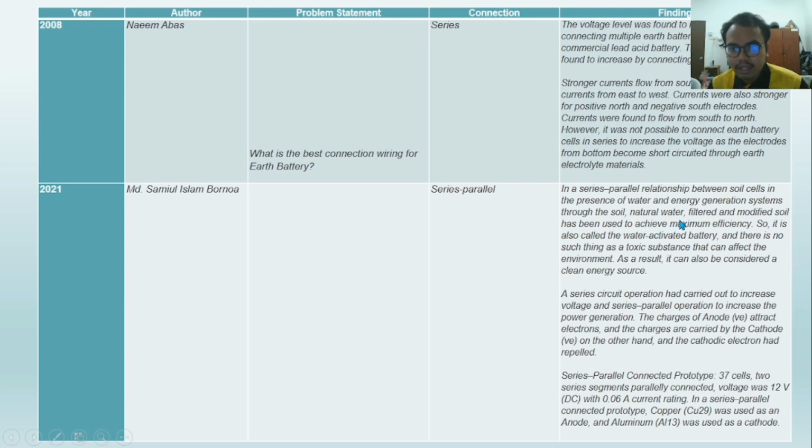Natural water, filtered and modified soil has been used to achieve maximum efficiency. With the series parallel prototype, he used 37 cells connected in series and parallel. Voltage was 2 volt DC with 0.06 ampere current rating. In the series parallel prototype, he used copper as anode and aluminium as cathode.